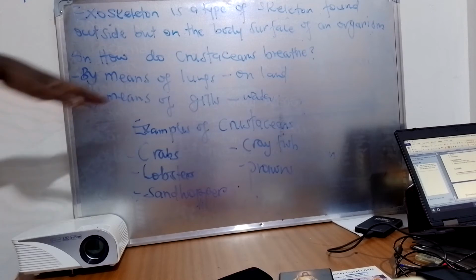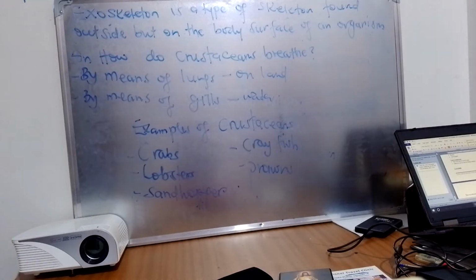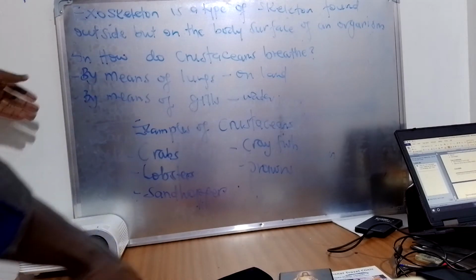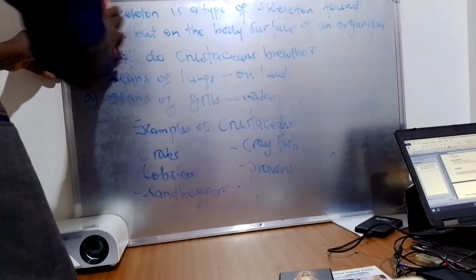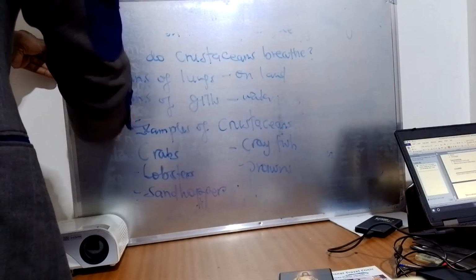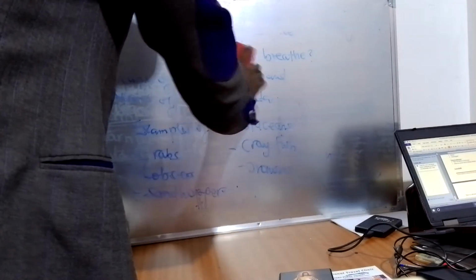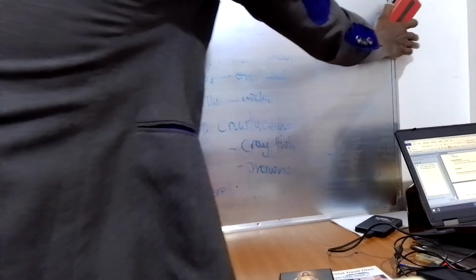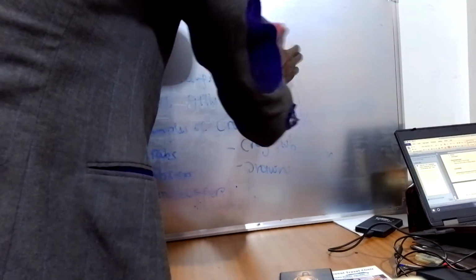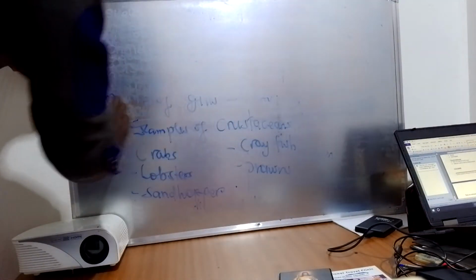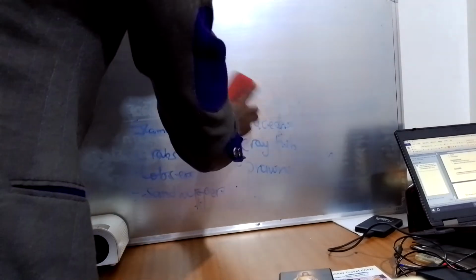When they're on land, they breathe by means of lungs. When they're in water, especially salt water, they breathe by means of gills. How important are they in the community? Why should we need crustaceans? It's a very good question. We shall learn that.